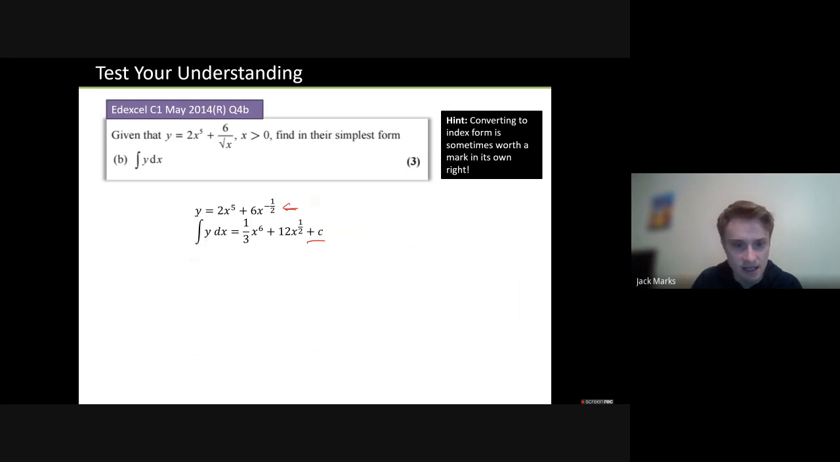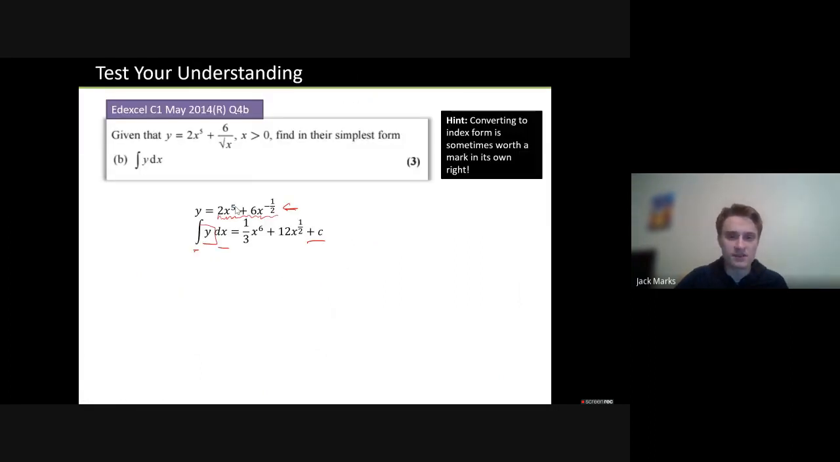This notation here just says you're integrating y. Well, what is y? It's all of this. You're integrating this with respect to x. If you just put a y there, though, it's easier instead of writing that whole expression out.